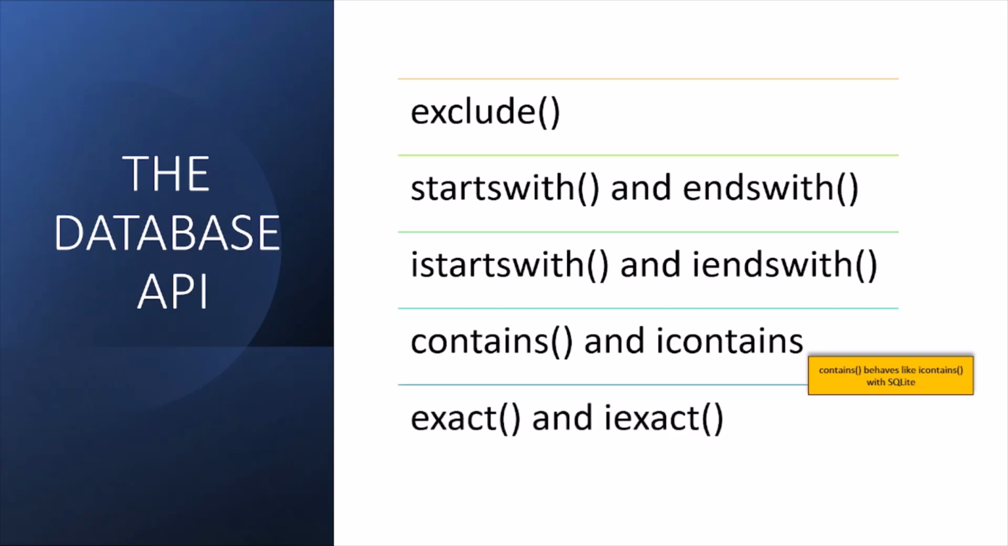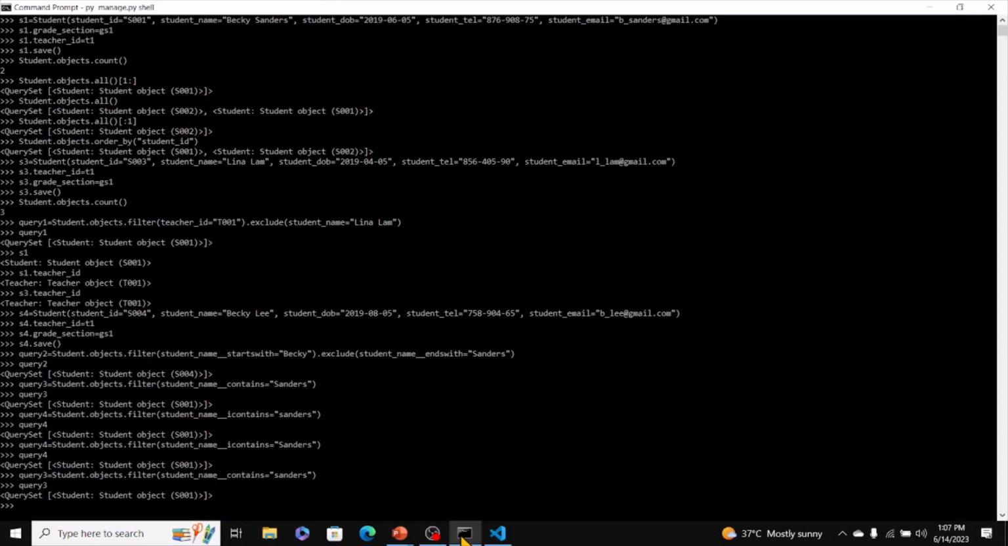The next filters we talk about are exact and I exact. So going back to our shell, for exact first, we say query 5 equal to student name dunder. So again, you've got to use a double underscore, exact equal to, I'm going to put in just the first name and see what that gives us. And query 5 is blank. So we've got to specify the entire name, right? The exact name as it is stored. And then query 5 gives us the student.